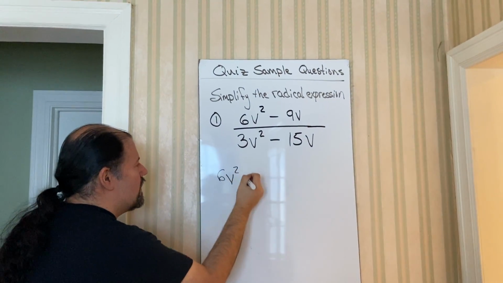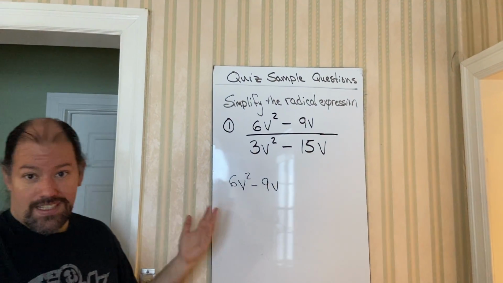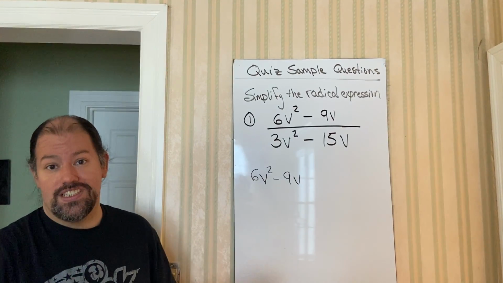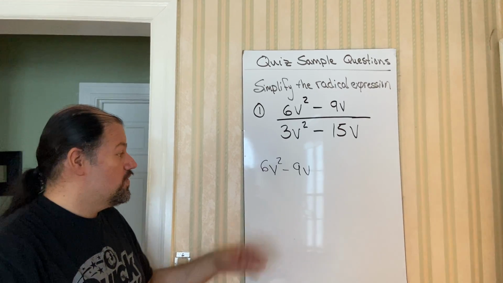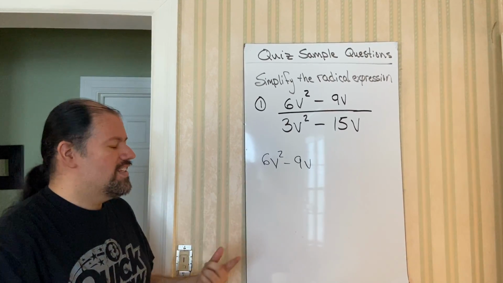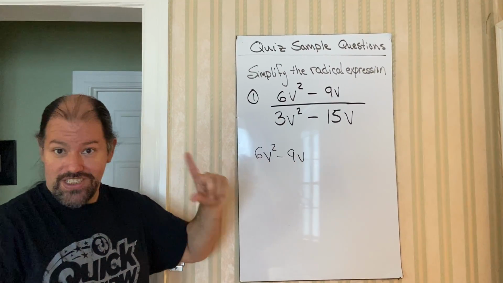6v squared minus 9v. So we always ask you, the first step to any type of factoring is see if you have a GCF. Remember what you're looking for. You're saying, do we have matching set of parentheses? No. Do you have the same letter in every term? Why, yes, we have a V. So we do have a GCF.